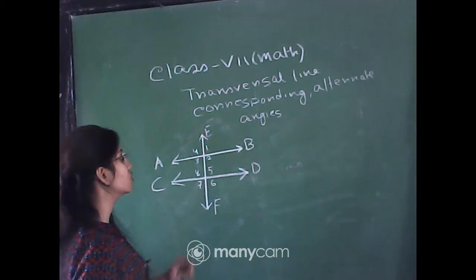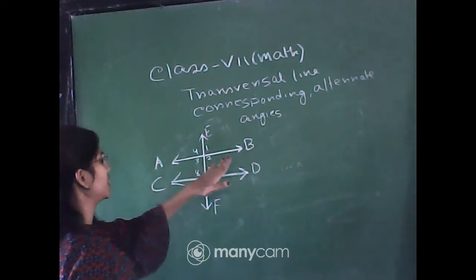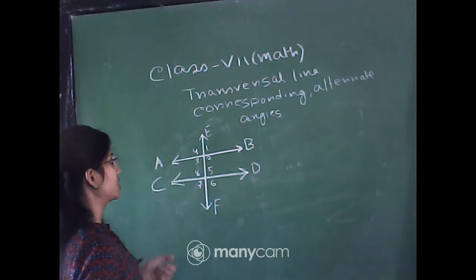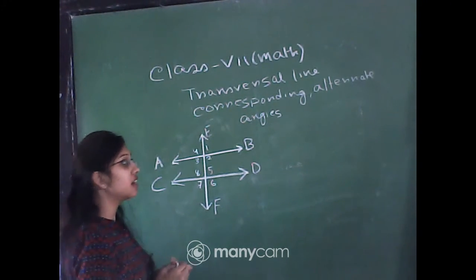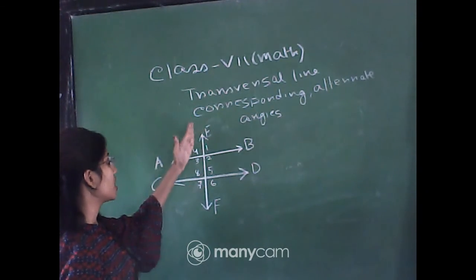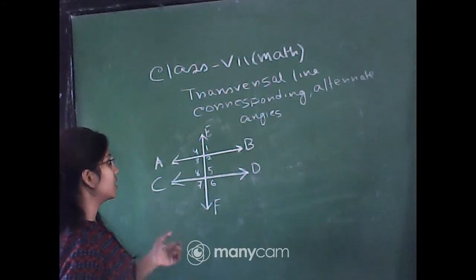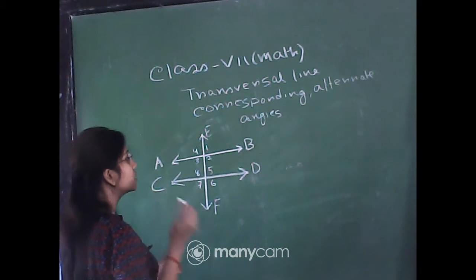If two parallel lines are cut by a transversal line, then each pair of corresponding angles are equal.